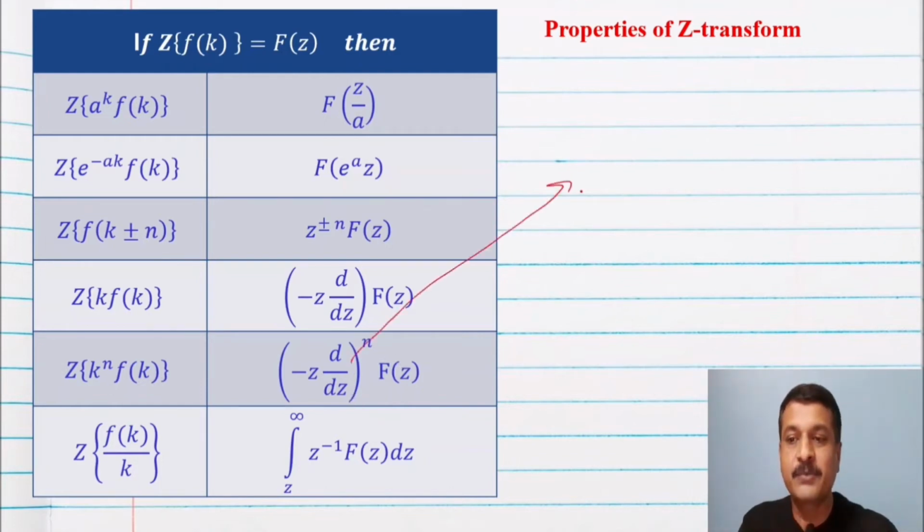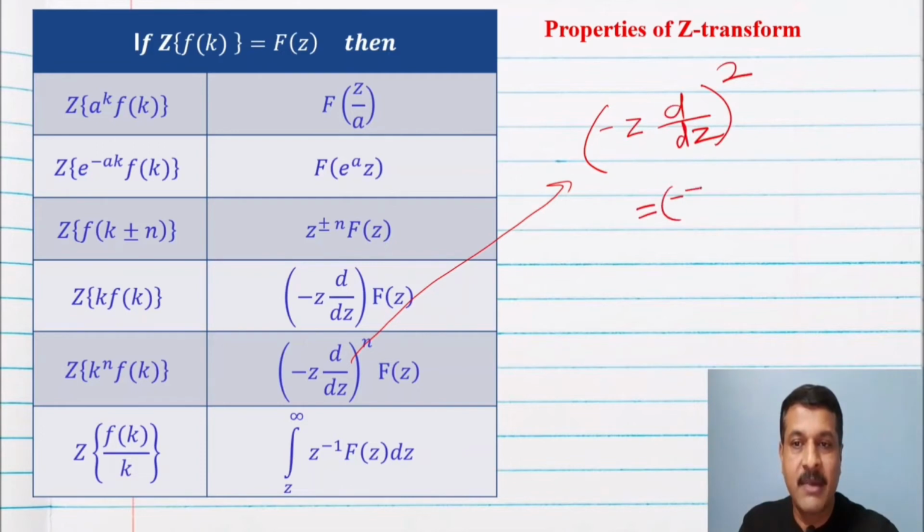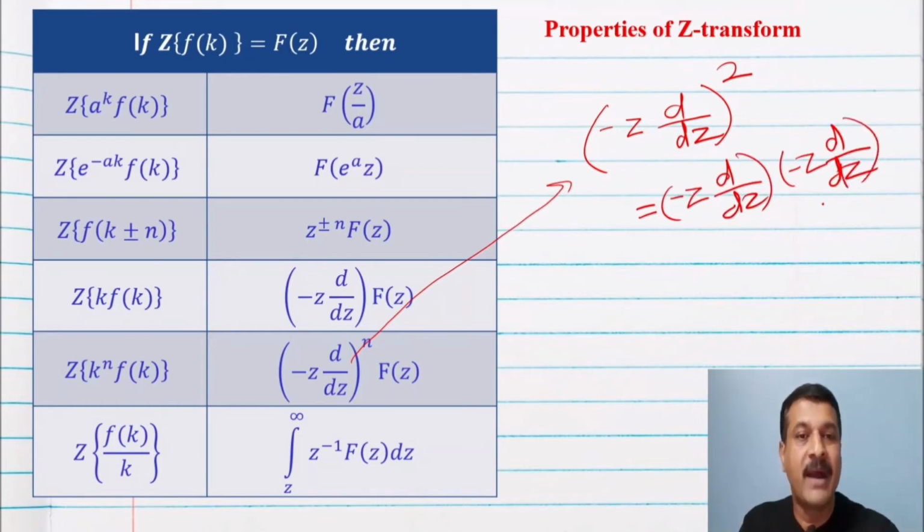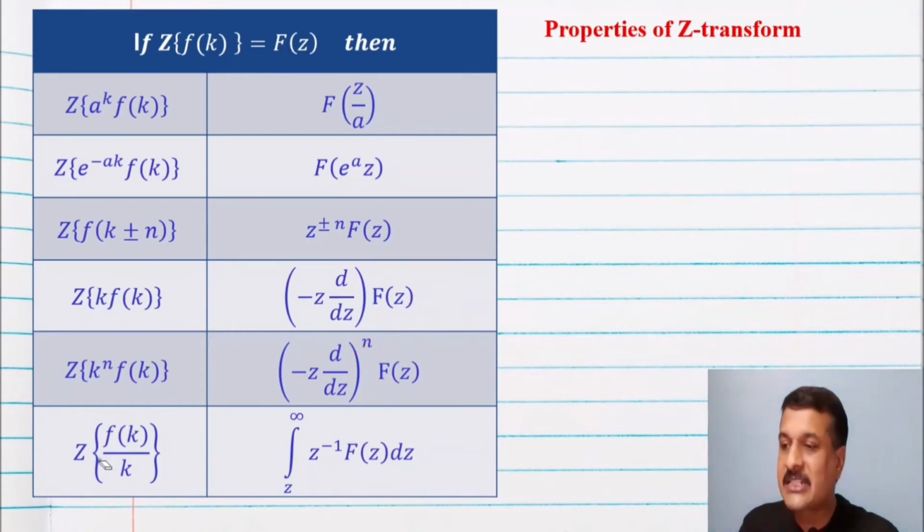Note that here, if it is a square, I will write this as minus z d by dz into minus z d by dz. Like that you have to evaluate. And the Z transform of f of k by k is nothing but the integration from z to infinity of z inverse, that is z raised to minus 1 into f of z dz. Everywhere you remember this f of z is nothing but the Z transform of this f of k.